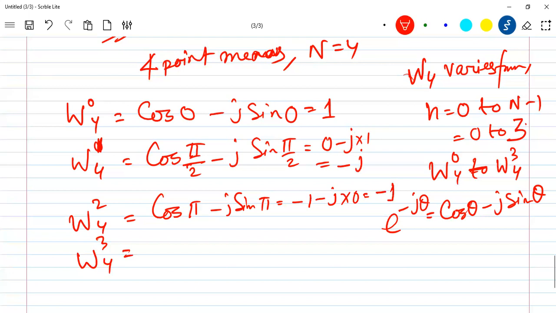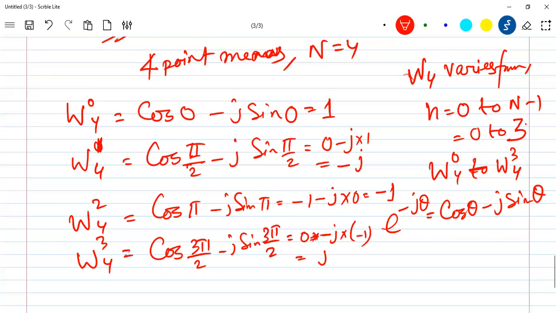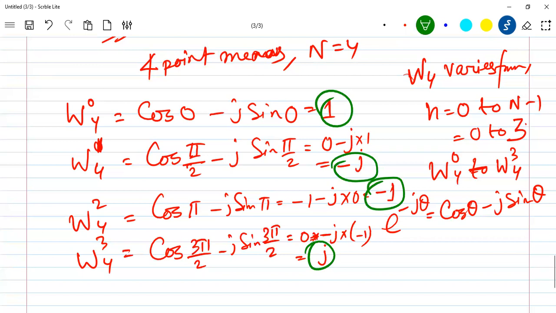So now we write this W34 means W is cos 3 pi by 2 minus j sine 3 pi by 2. So what is that? 0 minus j into minus 1. That means plus j, only j. So we have already found the 4 points, that is 1, minus j, minus 1 and j. Is that clear? So as per the question, the 4-point DFT value is 1, minus j, minus 1, j.